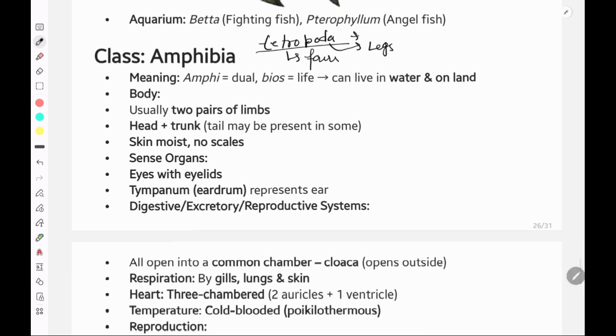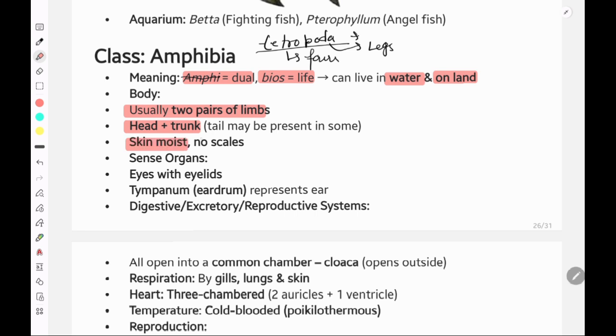All the amphibians have, amphi means two or dual, and bios means life. They can live in water and on land. They usually have two pairs of limbs, a head and a trunk. A tail may be present or may be absent.